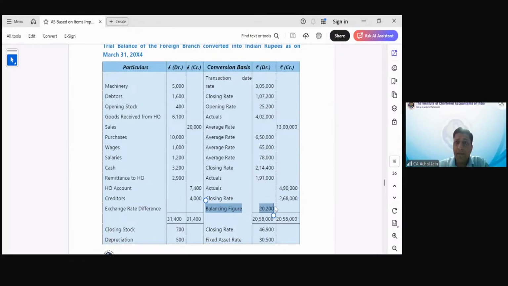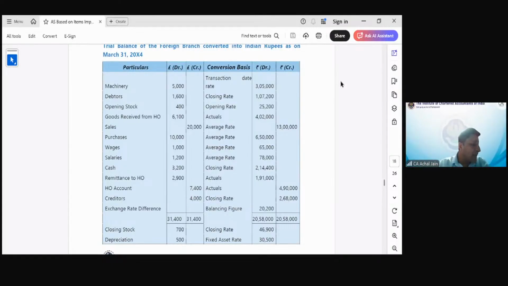Then see the trial which is available to you in the question. You'll also be converting the same trial balance. Then some additional information is also available to you. What is that additional information available to you, and what do you do on it?